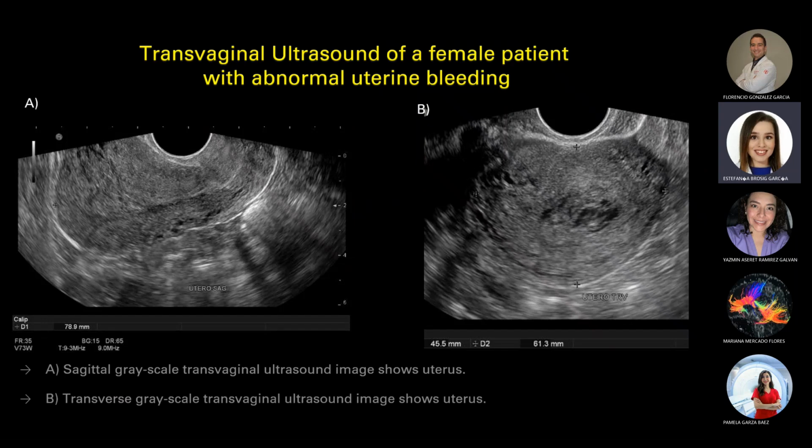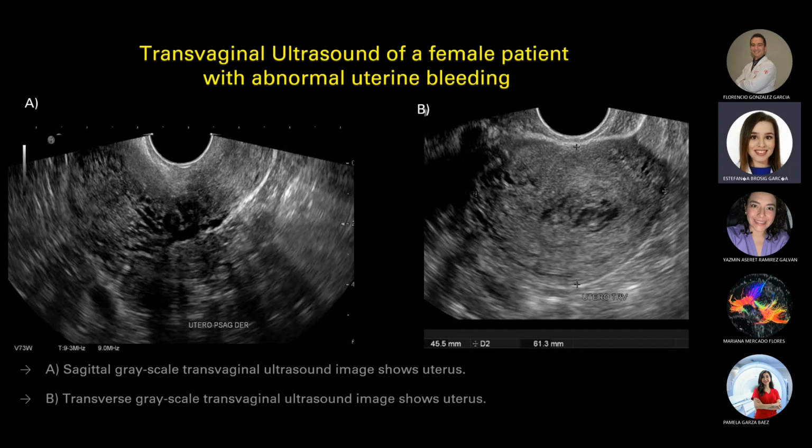We can see that the measurements are 7.9 centimeters, 4.6, and 6.1 centimeters, normal measurements. We can see that there is an area of heterogeneous echotexture at the fundus of the uterus.